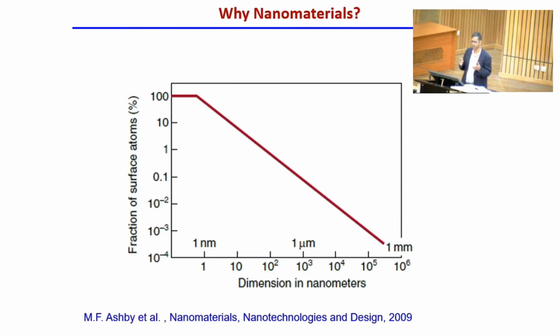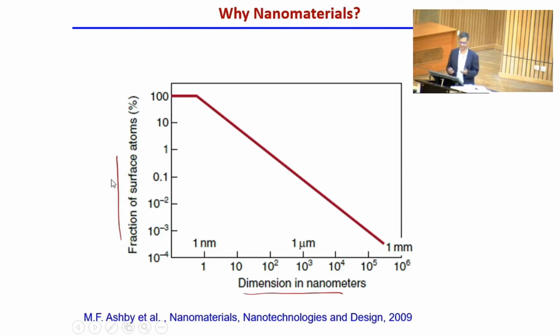This is something which I have discussed already. When you make a material in nanometric scale, what is happening? The number of atoms sitting on the surface becomes very large compared to the total number of atoms, okay? So as you go down the size from, let's say, micron to nanometric to about even much smaller, 1 nanometer, the number of atoms sitting on the surface keeps on increasing, okay? This is the x-axis in dimension nanometers, y-axis is the fraction of the surface atoms.